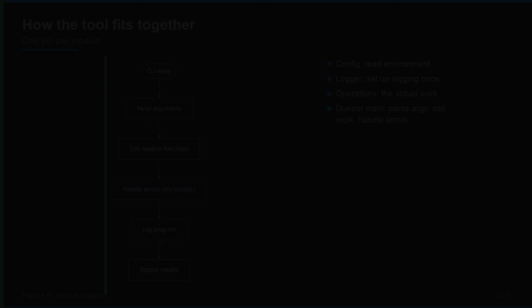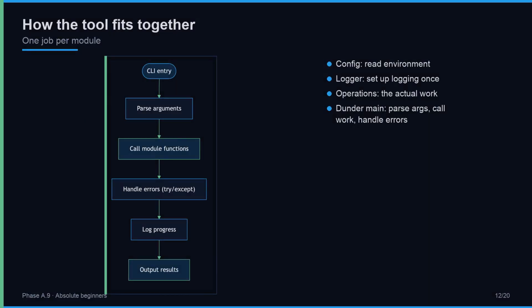You can build this. Look at how the modules fit. Config reads the environment and exposes constants. Logger imports log_file from config and sets up logging once. Operations imports the logger and does the real work. Dunder main imports operations, parses arguments, calls the work, and handles errors.